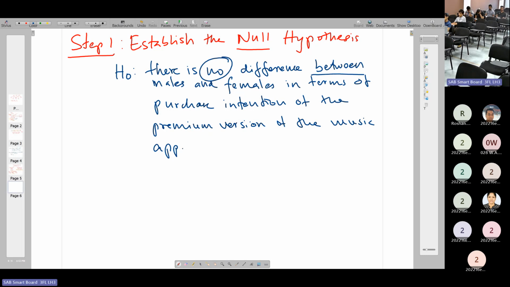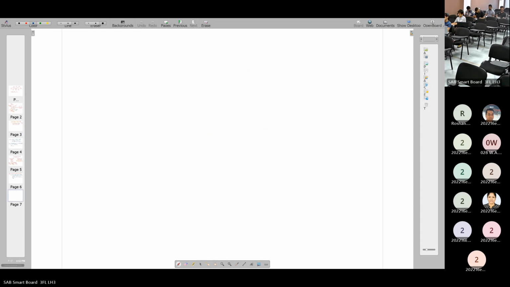So then step 2. Establish the decision criteria.